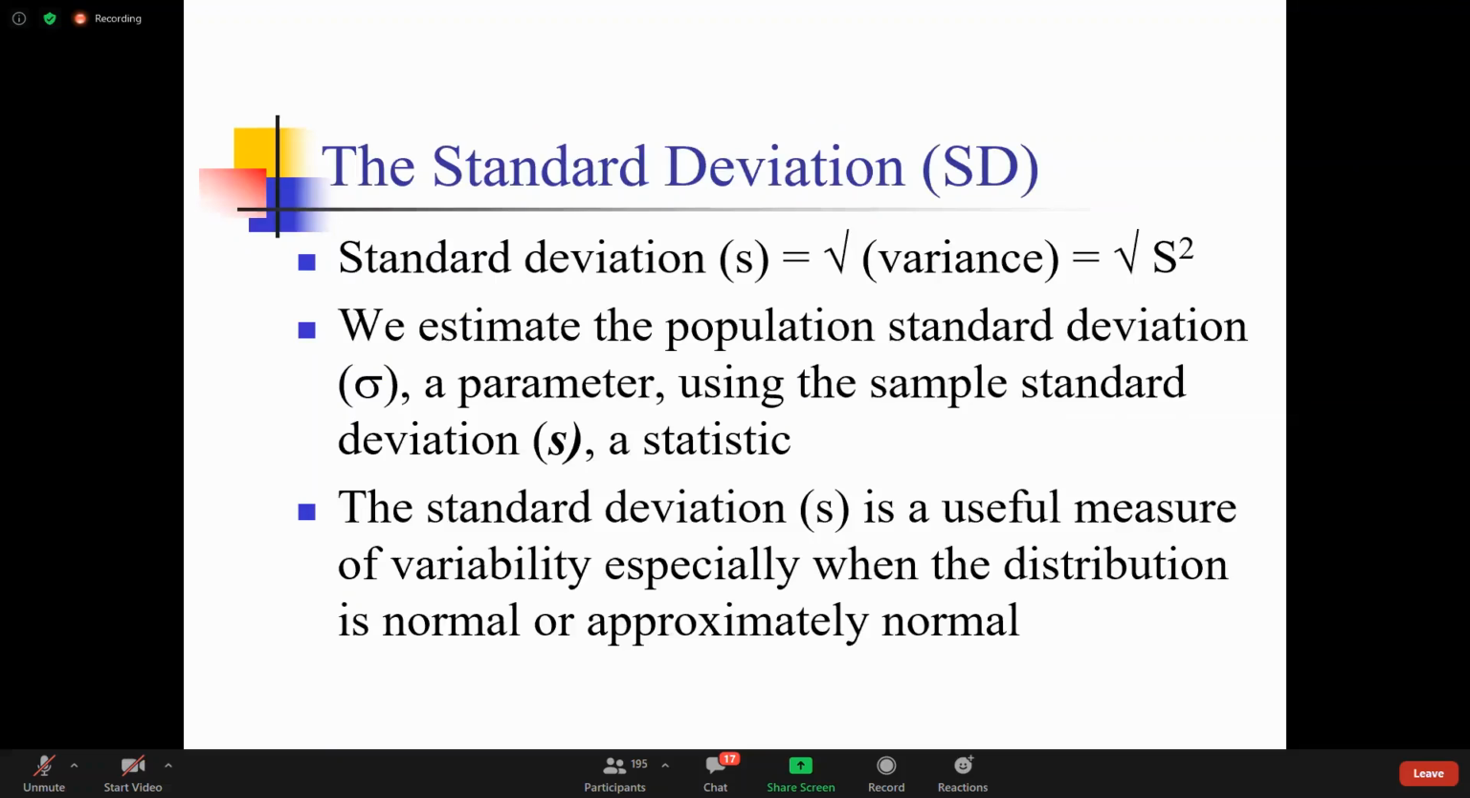When you take the square root of the variance, we have a value called the standard deviation. So what is the standard deviation? It's a measure of variability that is calculated by taking the square root of the variance. Now, any questions up to this point? I'm going to give you plenty of examples, don't worry about it, but if there are any questions about the theory.